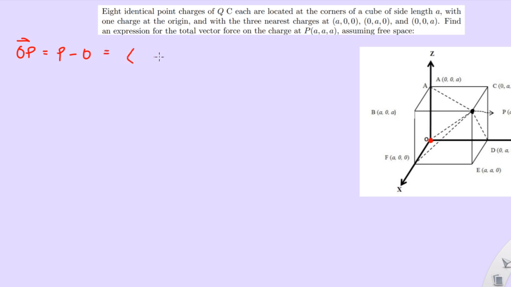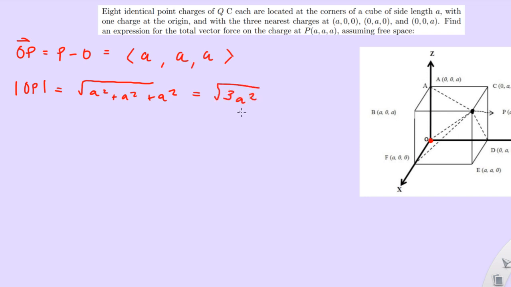This is a simple vector subtraction, or finding a vector by doing the difference of 2 points. This point is 0, 0, 0, this point is A. So it would be A minus 0, which is A, for each component. Simply a vector A. Now we need to find the magnitude of OP. That's going to be the Pythagorean theorem, right? We use the Pythagorean theorem to find the magnitude: A squared plus A squared plus A squared, which simplifies to 3A squared, so the square root of 3A squared. You could actually get it a little simpler, but I'll leave it like this because it makes it easier when you start doing the other stuff.